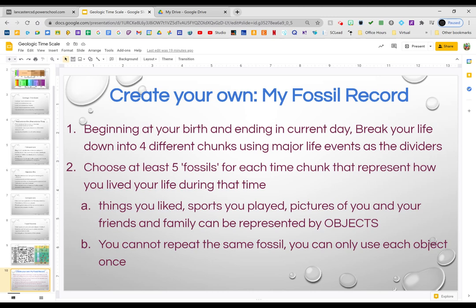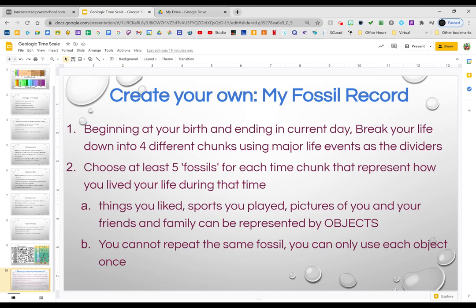And if you decide to cut that time off at when you started preschool, you could put your first book bag on there. You could put pencils, colored pencils, crayons, things that represent your life at that time. Now, if you started playing a sport when you were in 4th grade, you can put something for that sport in that time chunk. All of the events in your life, all the things that make you who you are, can be represented by objects.